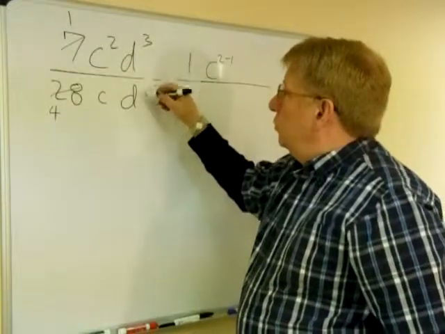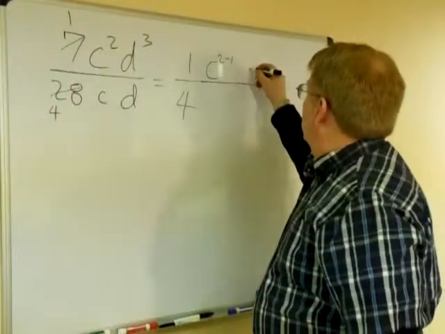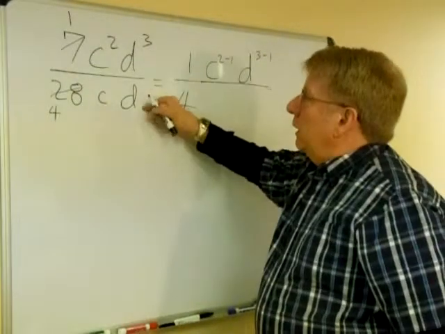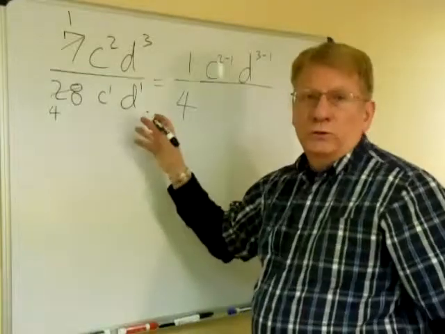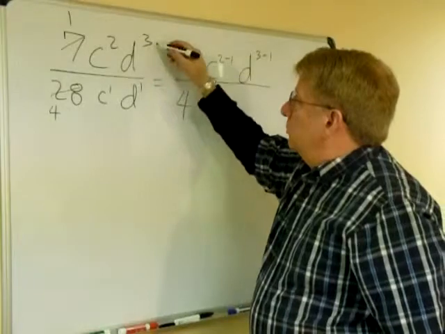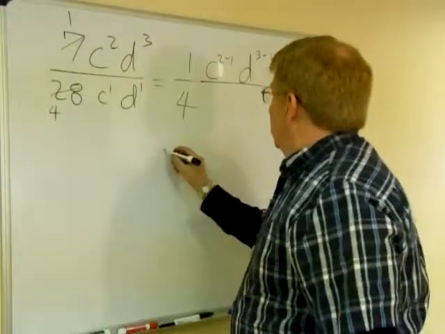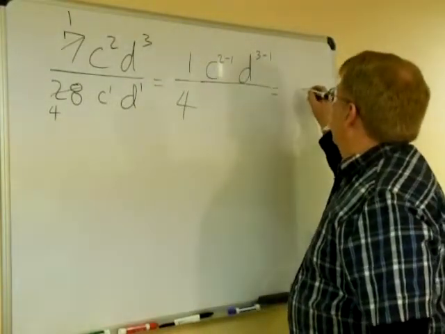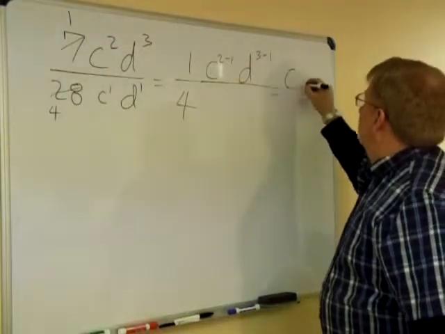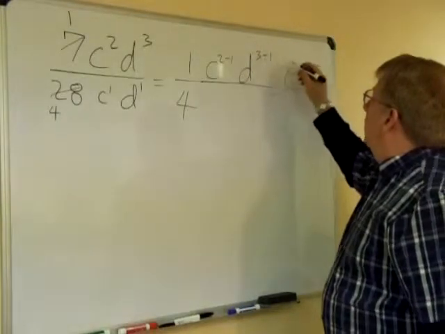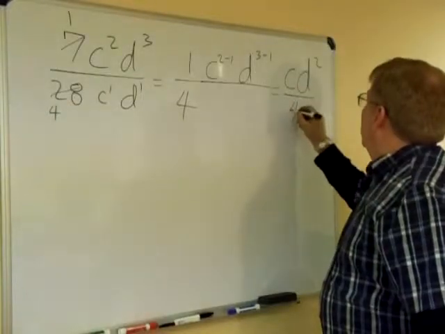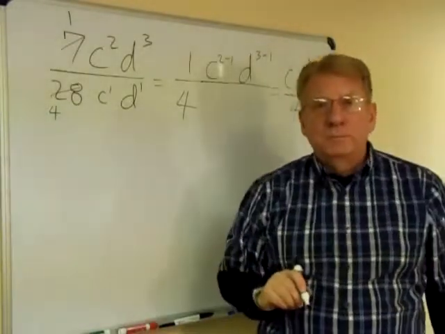And we have d cubed over d to the first power. So we have d to the 3 minus 1. When we divide by, we'll put the 1's in there, that's understood. So when we divide by a d, we just subtract the bottom exponent from the top. So that leaves us with c to the 2 minus 1, just c, d to the 3 minus 1, which is d squared, all that over 4. And that's the answer to that one.